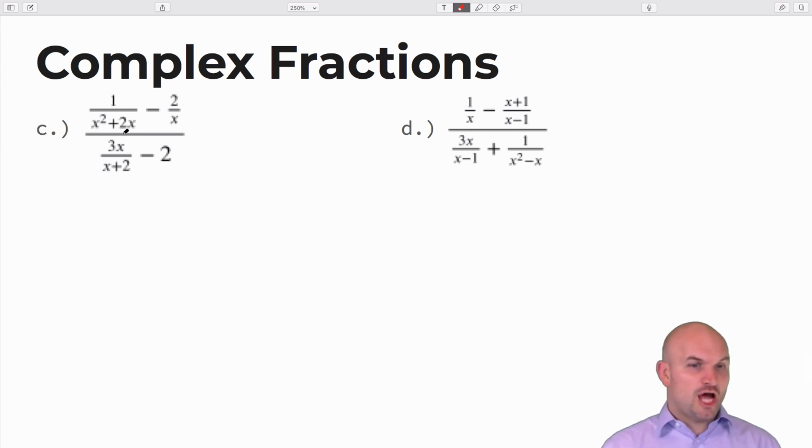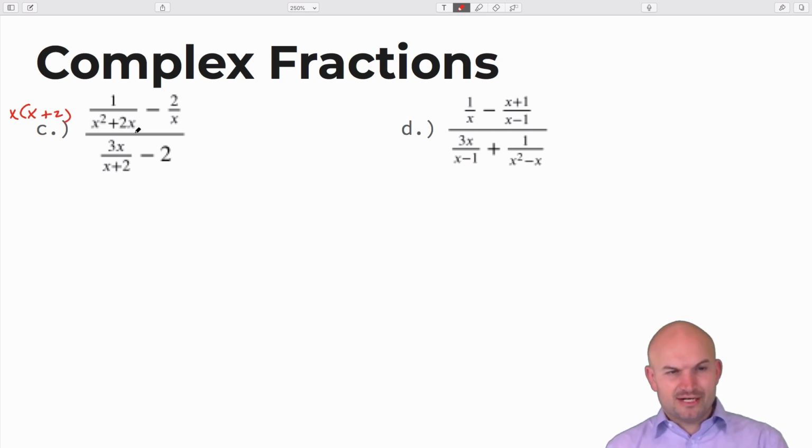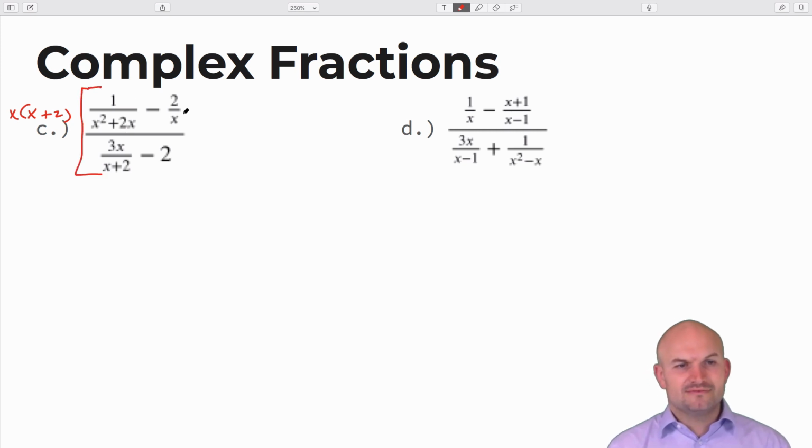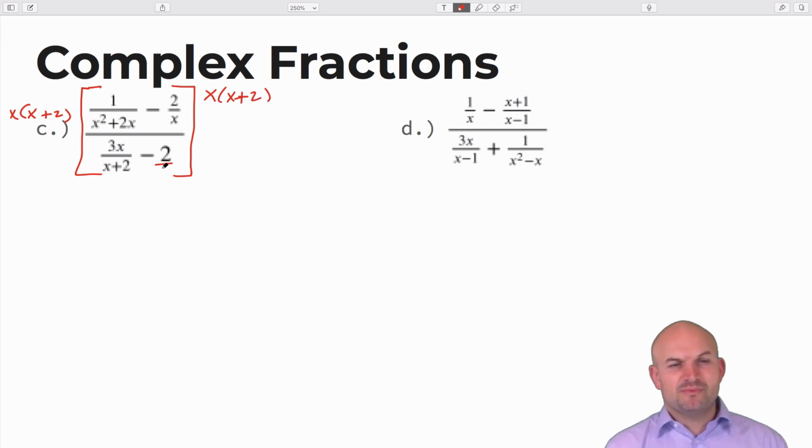Every single thing is different. But if I factor this, that's going to give me an x times x plus 2. So it has an x in common here, and it has an x plus 2 in common here. Therefore, my LCD is going to be x times x plus 2. And again, this would be 1, right?